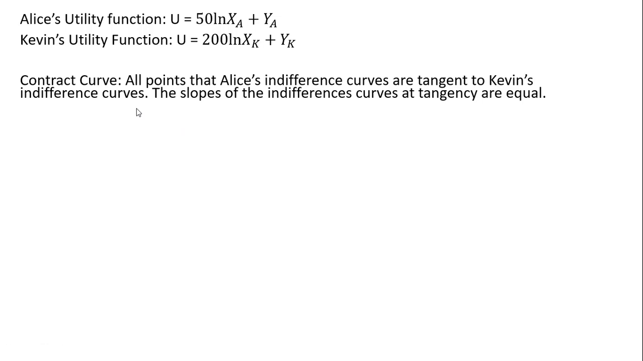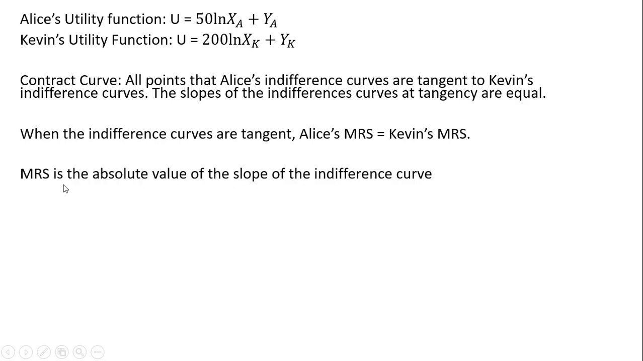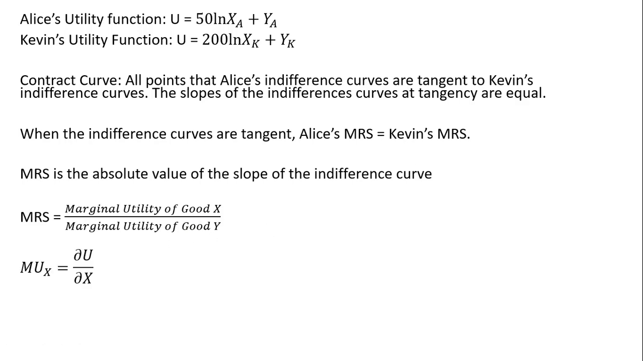All points at which Alice's indifference curves are tangent to Kevin's indifference curves. The slopes of the indifference curves at tangency are equal. When the indifference curves are tangent, Alice's marginal rate of substitution will equal Kevin's marginal rate of substitution, where the marginal rate of substitution is the absolute value of the slope of the indifference curve. And that is given by the marginal utility of good X divided by the marginal utility of good Y. And in calculus notation, a couple of partial derivatives will get us the respective marginal utilities.